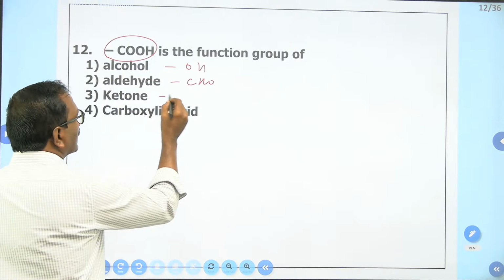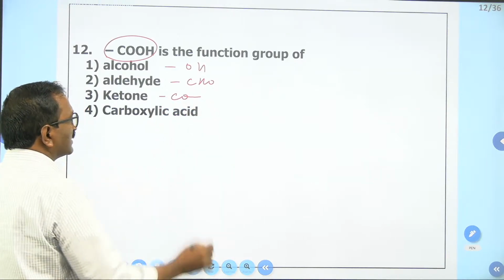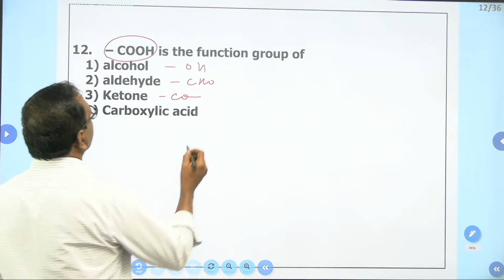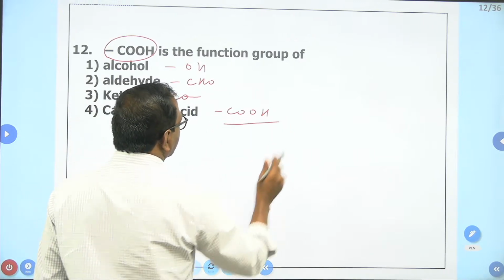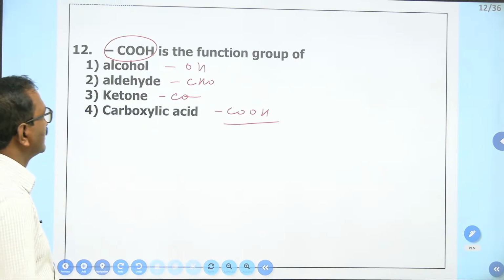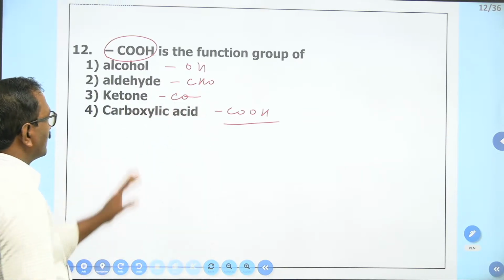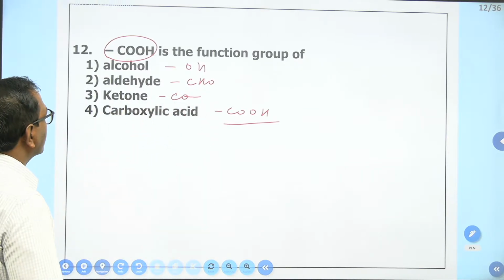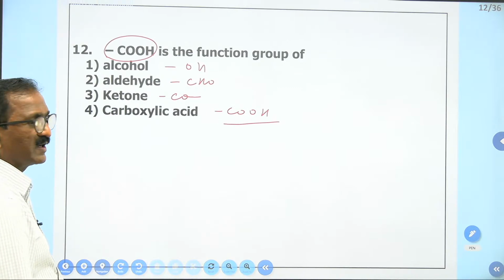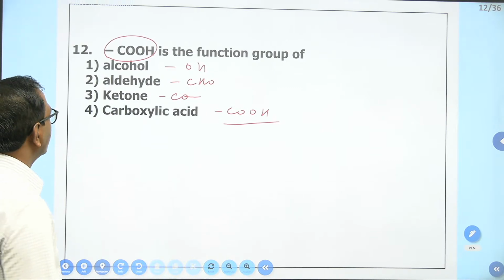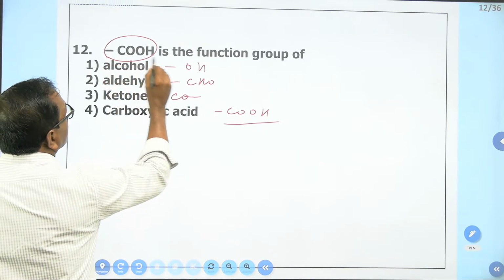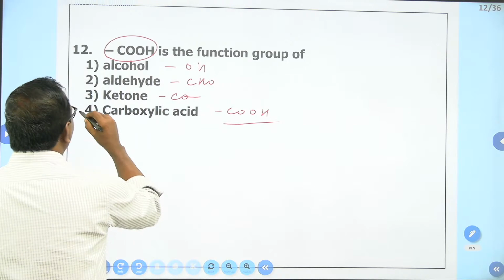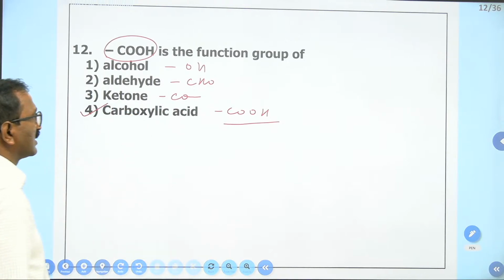Ketone functional group is single bond CO. Carboxylic acid functional group is single bond COH, and this is the unsatisfied bond. A free bond on either side is nothing but an unsatisfied bond. Those bonds are always satisfied with either an alkyl or aryl group. They are asking about the COH, which is the functional group of carboxylic acid. Therefore, the fourth one is the right option here.